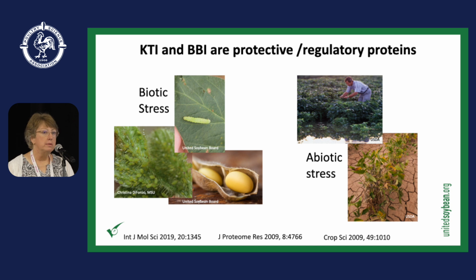And so these protease inhibitors will impact the proteases that are found in the guts of insects and other animals. For abiotic stress, there's been some indication that they may provide a protective function during things like drought stress, water stress, or flooding stress. It's not clear exactly how they're working, but it's suggested that they might be helping to keep endogenous proteases from turning over proteins during a stress response.